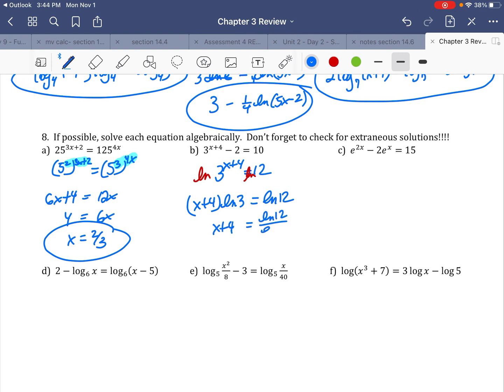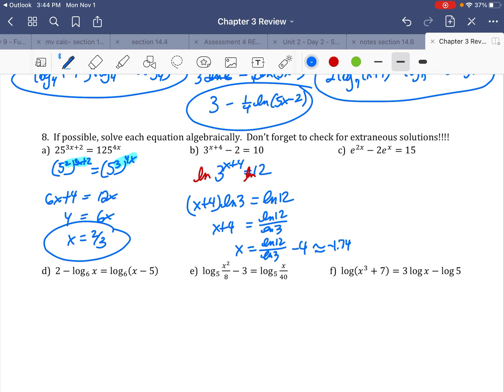It equals ln 12 over ln 3, and I just have to take away 4. So if I was doing this without a calculator, I would say ln 12 divided by ln 3, and then minus 4. But if you put that in your calculator, you get approximately negative 1.74.